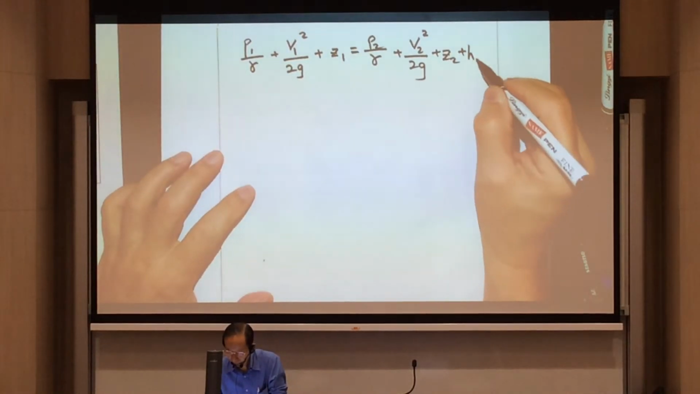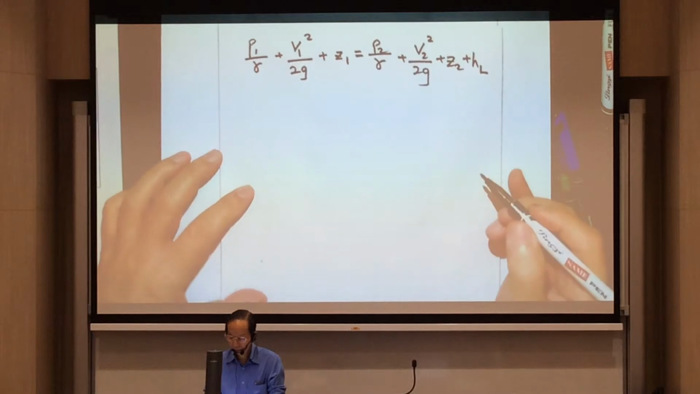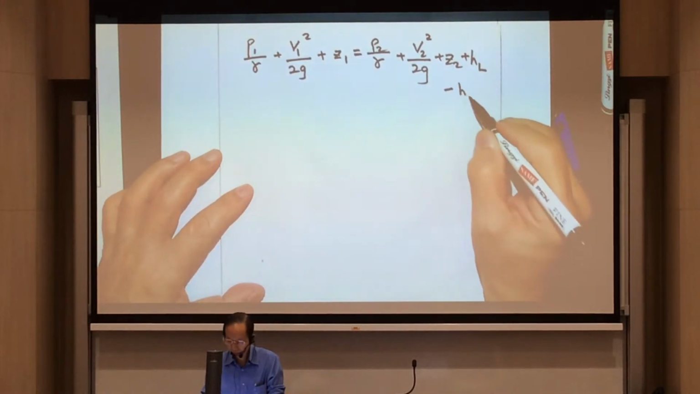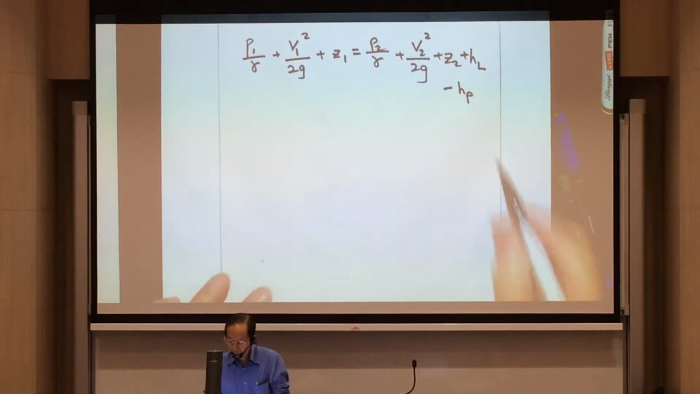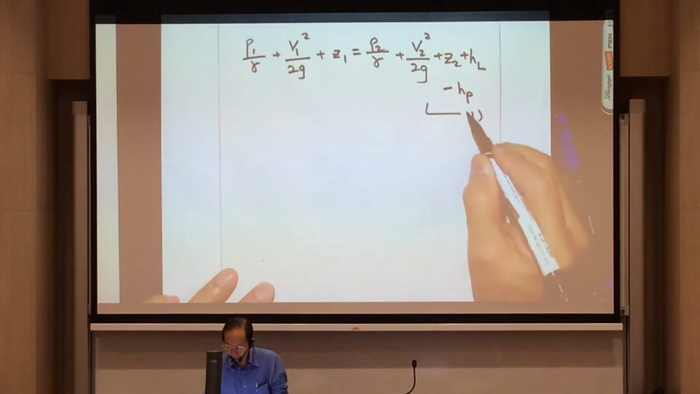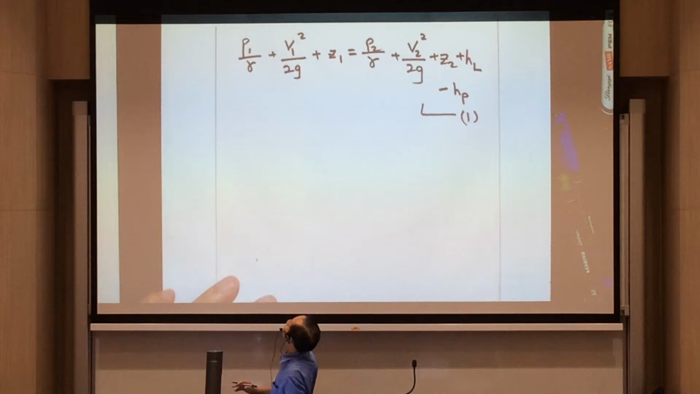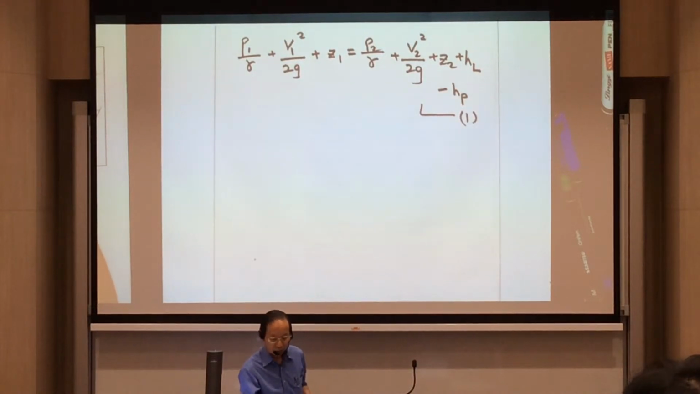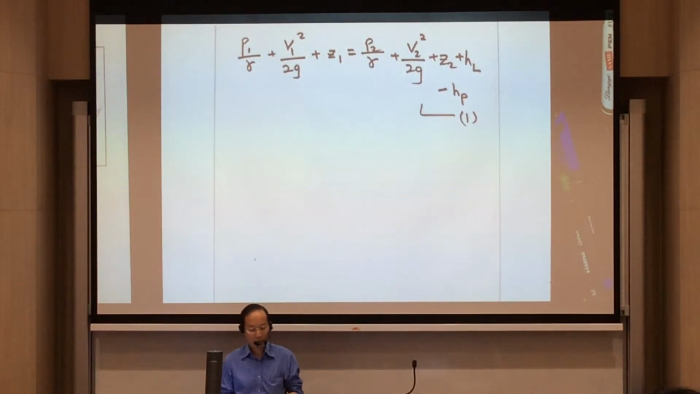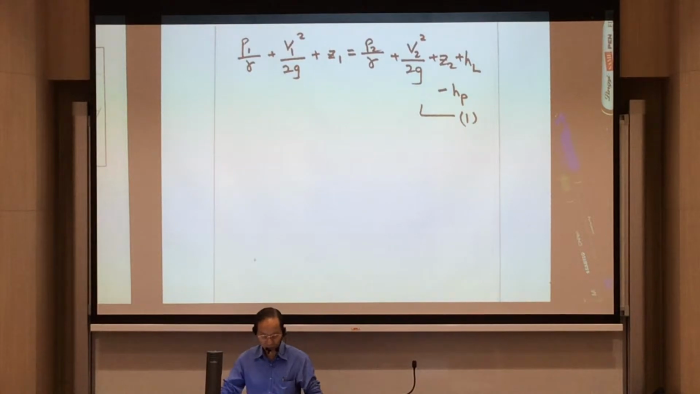Plus heat loss, any more? Minus the H pump. Okay, very good. Alright. So we can call this equation 1, if you like. Equation 1. So now, next, what are the terms that you can cancel off? What are the terms that you can cancel off?